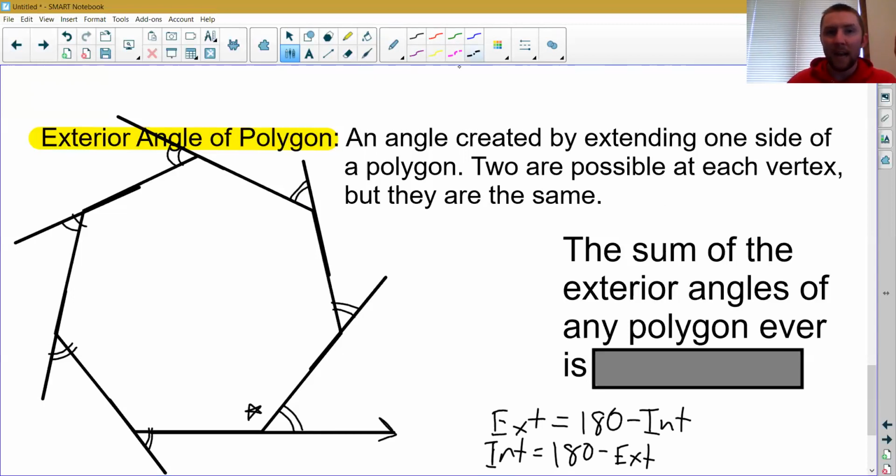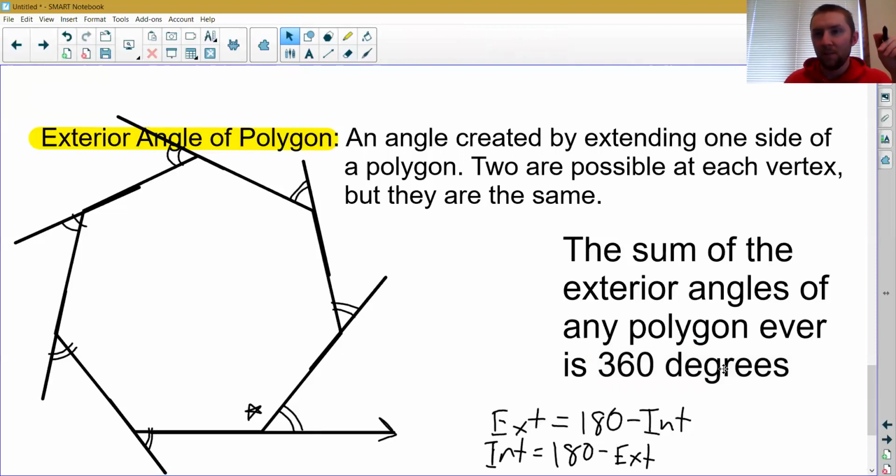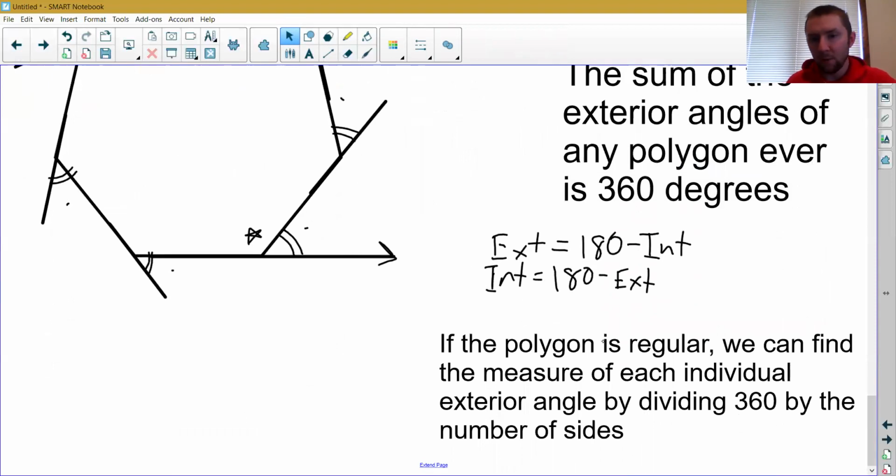And so what we find is that the exterior angles of any shape ever, no matter how many sides it has, add up to 360 degrees every time. There's no formula for exterior angles. They're always equal to 360 degrees all the time added together. So these 7 angles on the outside would all add up to be 360 degrees. Now if the polygon is a regular polygon, then we can find the measure of each individual exterior angle by dividing that 360 by the number of sides.